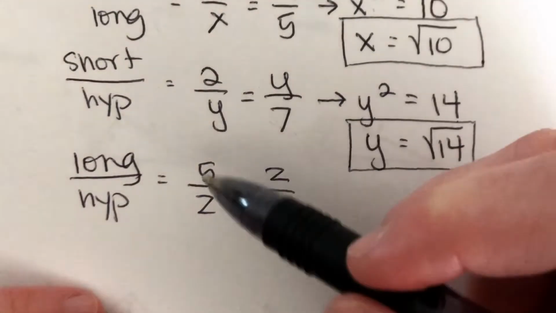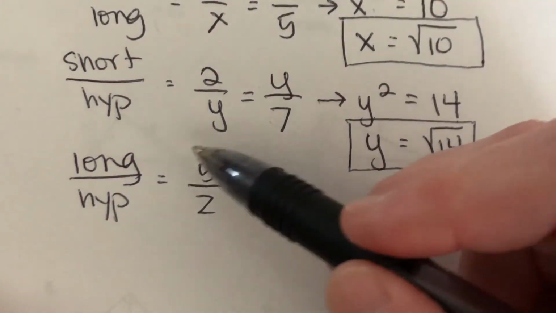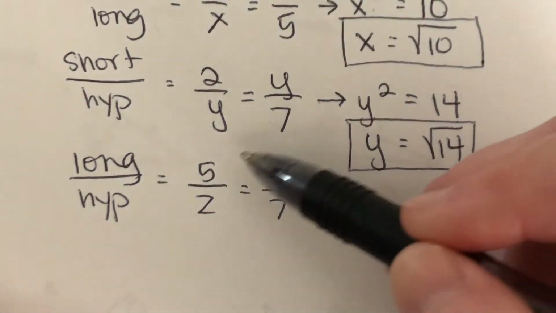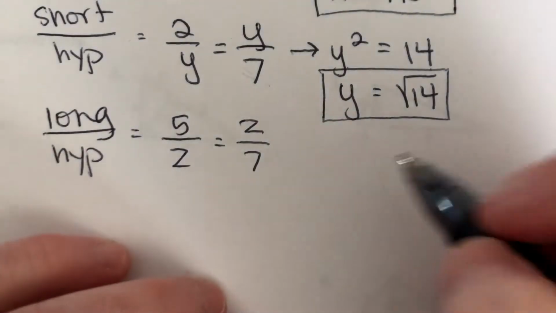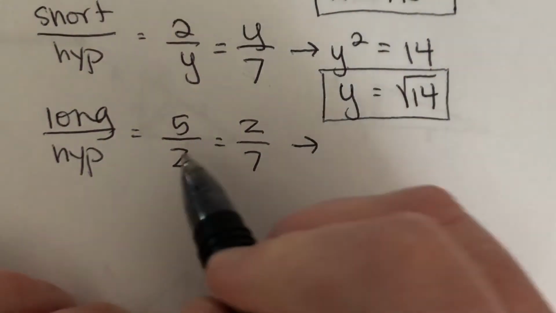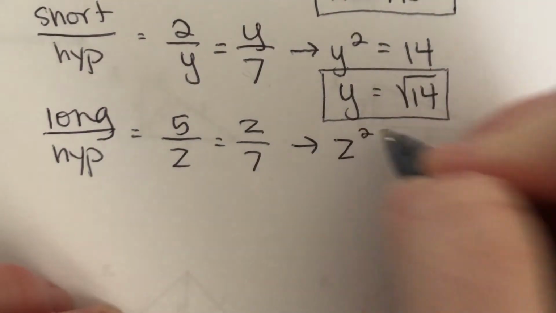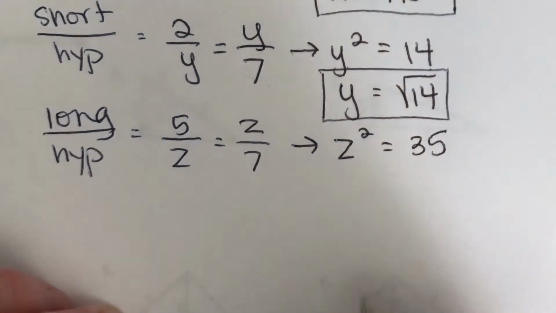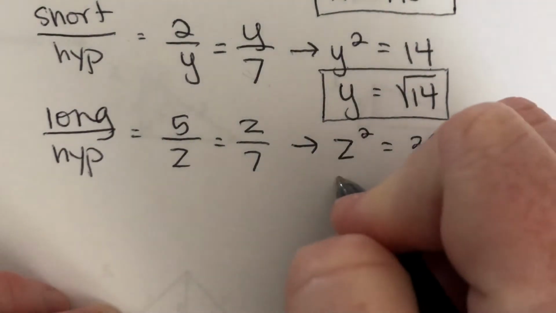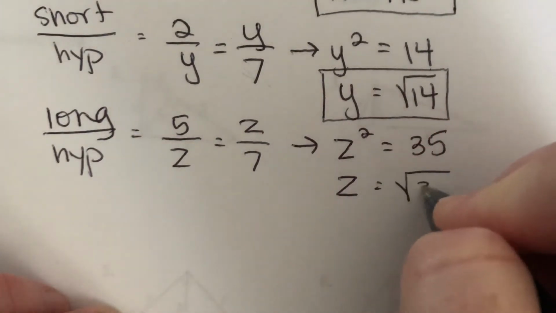Whenever I write my ratios, I always start with the smaller triangle ratio and then I move to the bigger triangle ratio. That seems to help. All right, and so now I cross multiply. Z times z is z squared. 5 times 7 is 35. I take the square root of both sides and I end up with just z equals the square root of 35.